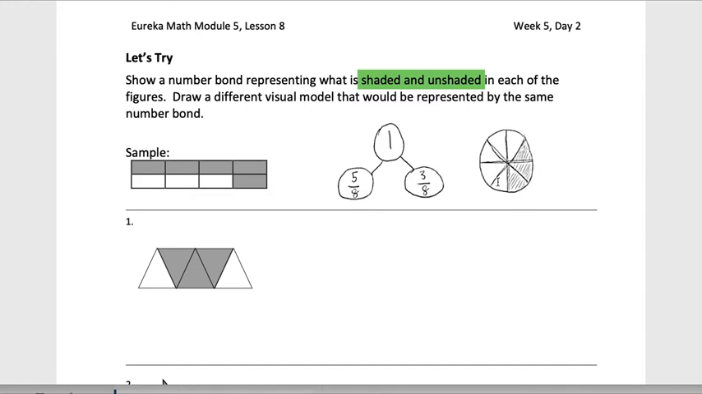You can also represent it over here. And what they chose to do is they chose to shade in 3 out of the 8 and keep the 5 eighths unshaded this time. Notice the difference.